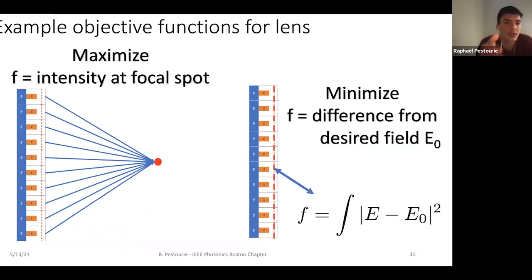Well, the first one is, you look at a function in the far field, and you want to maximize the intensity, say at the focal spot. That would result in a lens if it does the job well. And the second type is, say you really want to match a specific field at the level of the metasurface. Then you can also try to minimize the difference between your target field and what your metasurface is actually scattering.